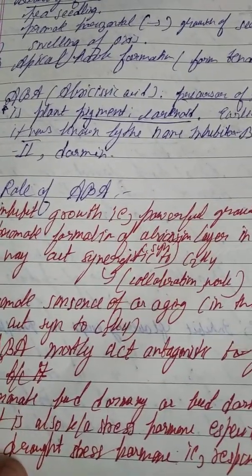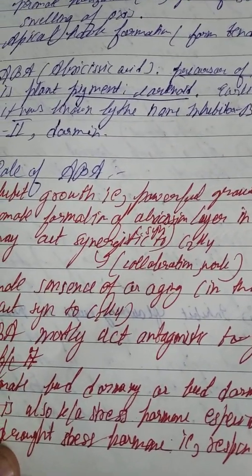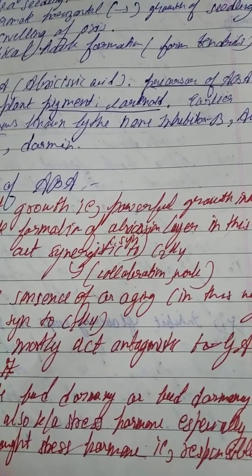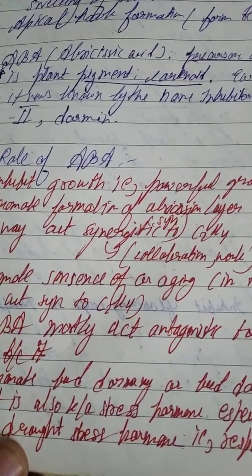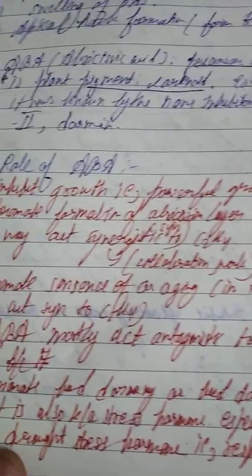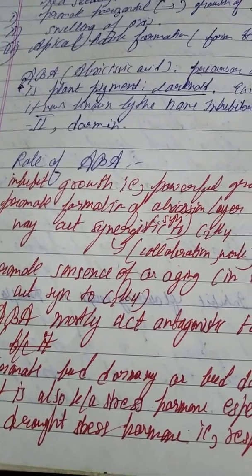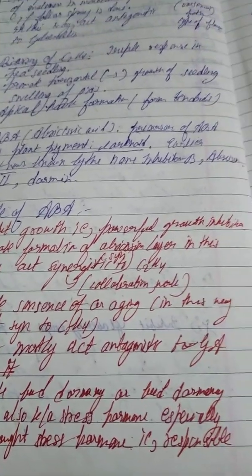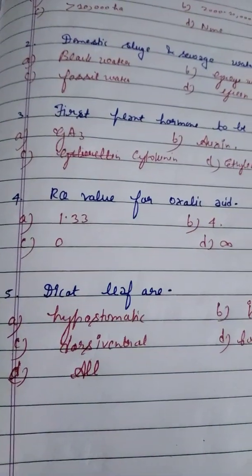Now student, this ABA, abscisic acid, the precursor of abscisic acid is amino acid carotenoid. Sorry, student, carotenoid is not an amino acid. So please remember that. Precursor of ABA is just carotenoid. It is a plant pigment. And ABA has various names like inhibitor, abscissin, dormin. Abscisic acid is a growth inhibiting hormone. It promotes formation of abscission layer, senescence or aging, and mostly acts antagonist to gibberellic acid. It promotes bud dormancy.